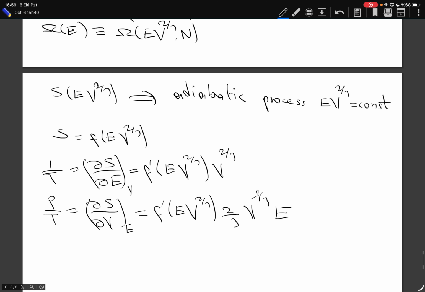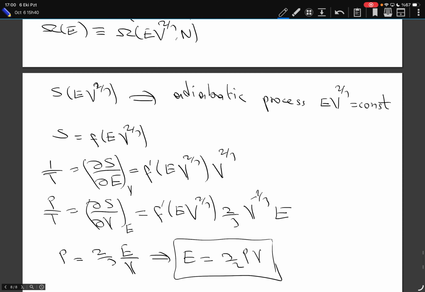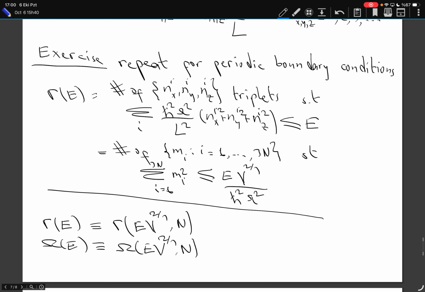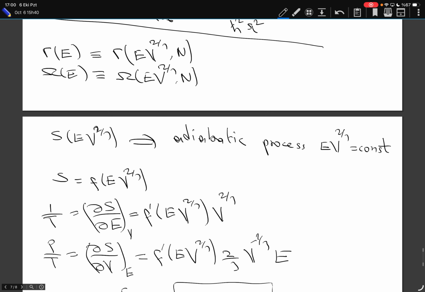I still don't know what F prime is, but I can just cancel F prime in these equations. If I just divide the second equation by the first equation, I will get P is equal to 2/3 E over V, or E is equal to 3 over 2 PV. I remember for the ideal gas, eventually we will get PV is equal to NKT, so E is equal to 3 over 2 NKT. But already, with just this much, I know that for the ideal gas, E should be equal to 3 over 2 PV.